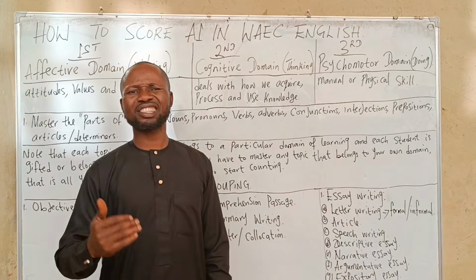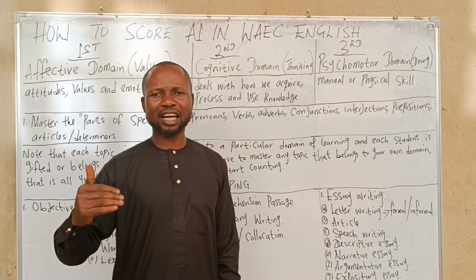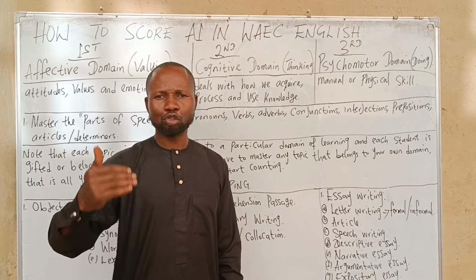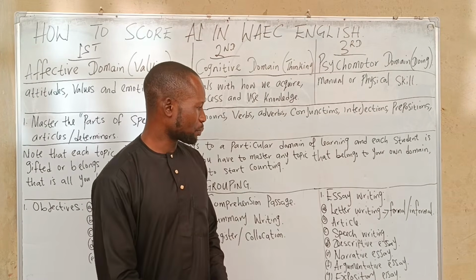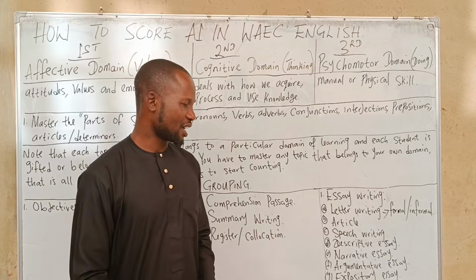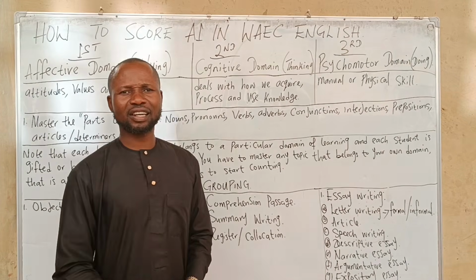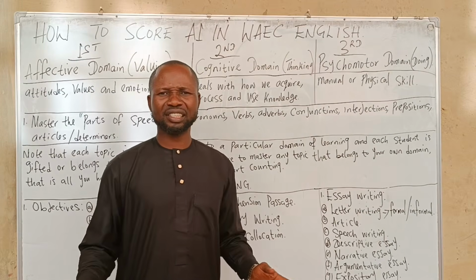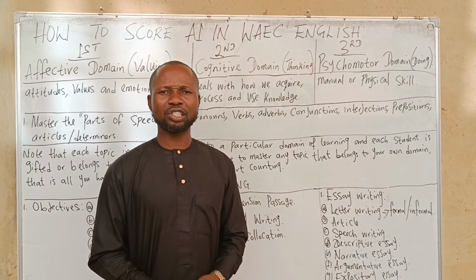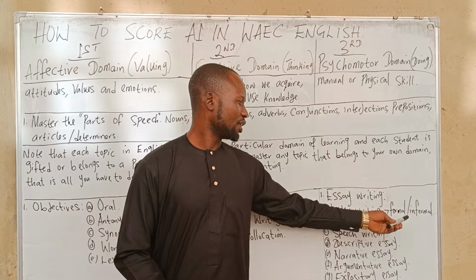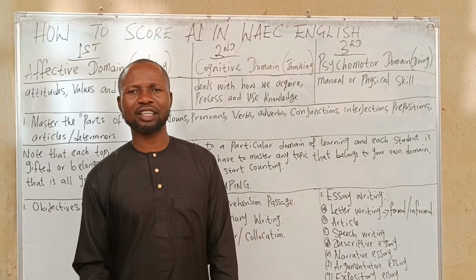That means when given simple instruction and asked to produce something, you will be able to do so. Example, you have essay writing. Under essay writing, we have letter writing. In letter writing, there are 3 types of letter writing, which is what? Formal, informal, and semi-formal letter.